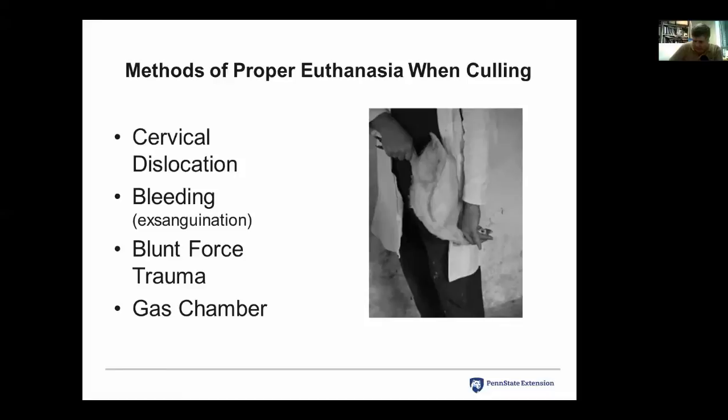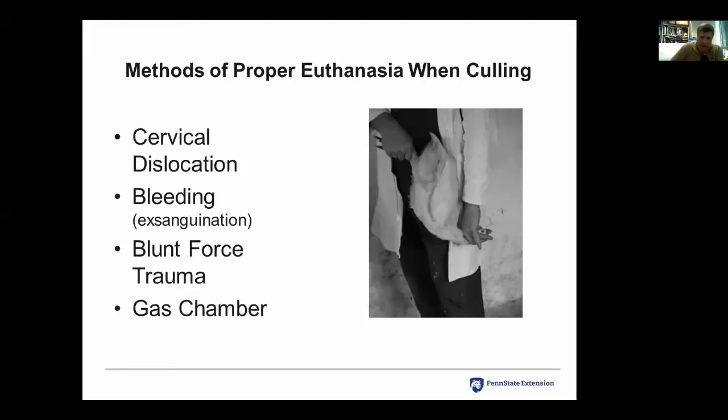Conversely, if you don't want to do cervical dislocation, you can use exsanguination. That's basically cutting the jugular vein as if you were processing these birds, and let them bleed out. They lose consciousness, and then they finally die after they lose consciousness. In some areas, blunt force trauma is used. This is especially true of younger birds like chicks, baby chicks. They can be dispatched very quickly with blunt force trauma. It has to be administered very quickly and one blow only.